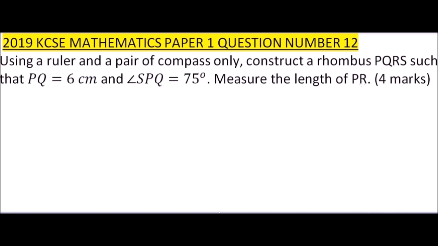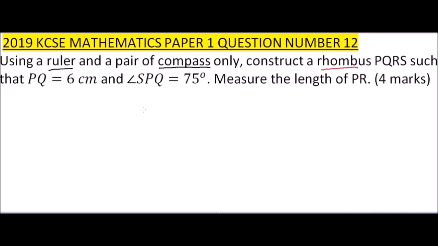First of all, before you do the question, let's note the following. First, we are told to use a ruler and a pair of compass, so you don't use any other instrument. The examiner will know if you use any other geometrical instrument. The second thing is, do we know what the shape of a rhombus is? It is like a square, so it has all the sides equal, but the angles are not 90, unlike the square. So that is also important to note.